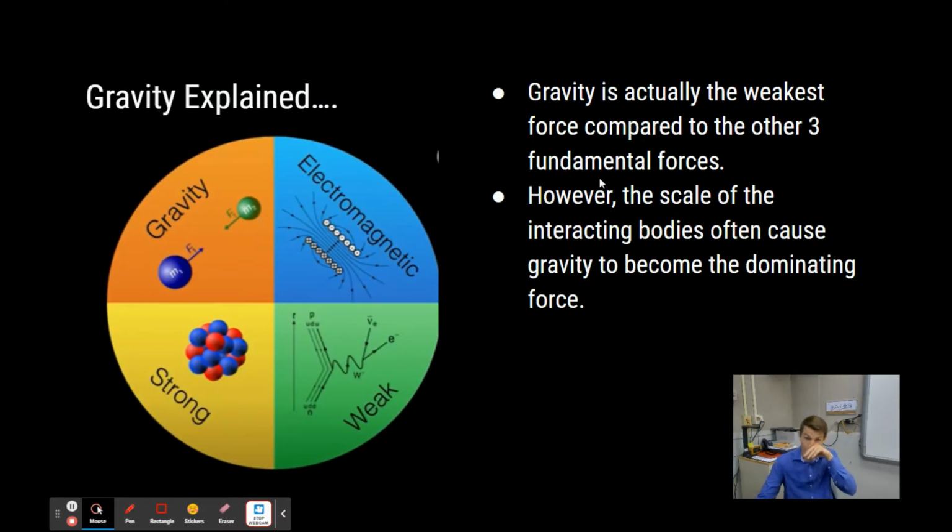So gravity, while it's the weakest of our four fundamental forces, and we're not going to really cover that, that's more of a physics topic, it often takes over and becomes a more dominating force in an object's motion. Whenever it's at such a scale, like the scale of me on the Earth, gravity is always going to dominate because it's such a larger force at that scale.